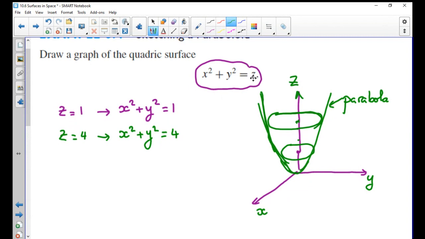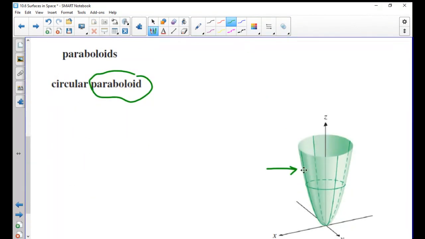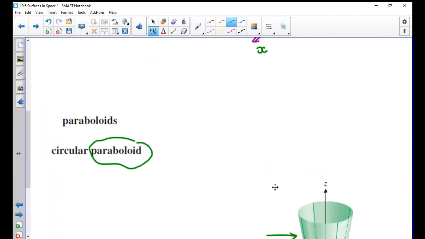But because it's Z, then Z is changing. When Z is 1, it's a small circle only of radius 1. When Z is 4, it's a circle of radius 2. When Z is 9, for example, what will be the circle? Radius 3. So it's opening up and up like this. So in the end, you're getting a shape which is like this. Good question.